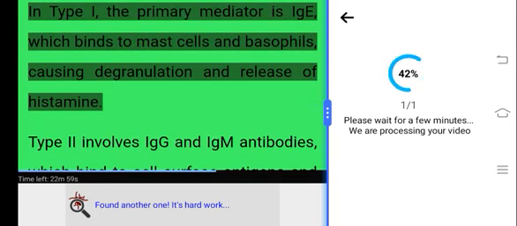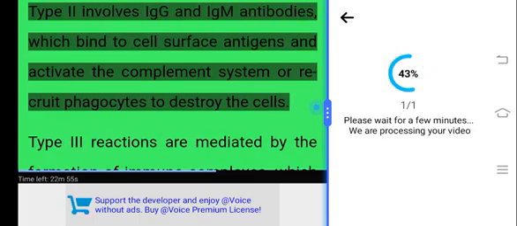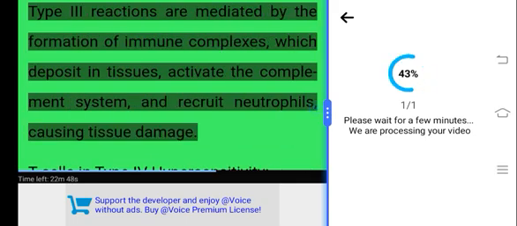In type 1, the primary mediator is IgE, which binds to mast cells and basophils, causing degranulation and release of histamine. Type 2 involves IgG and IgM antibodies, which bind to cell surface antigens and activate the complement system or recruit phagocytes to destroy the cells. Type 3 reactions are mediated by the formation of immune complexes, which deposit in tissues, activate the complement system, and recruit neutrophils, causing tissue damage.